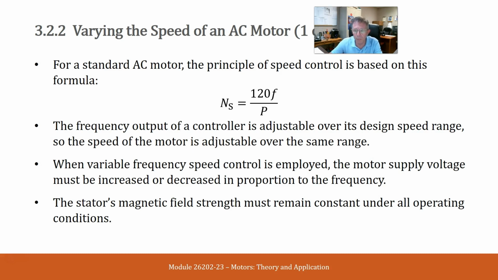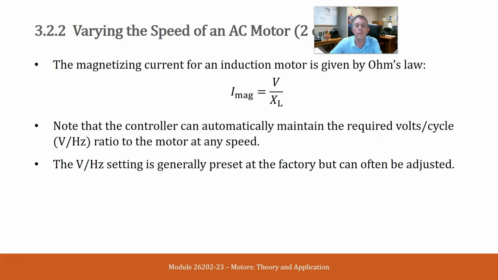When variable frequency speed control is employed, the motor supply voltage must be increased or decreased in proportion to the frequency. The stator's magnetic field strength must remain constant under all operating conditions. The magnetizing current for an induction motor is given by Ohm's law. Note that the controller can automatically maintain the required volts per hertz ratio to the motor at any speed. The volts per hertz setting is generally preset at the factory, but often can be adjusted.